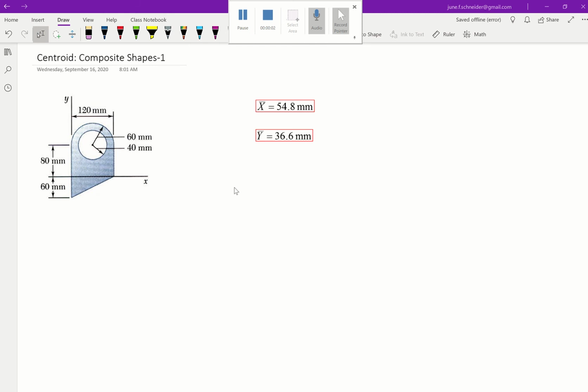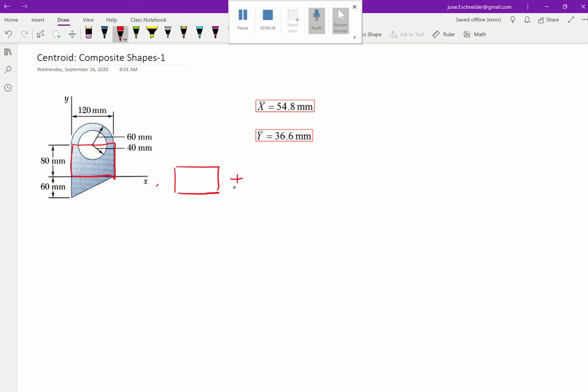Hi, in this video we're going to look at an example to solve for the centroid of this particular shape you see here. Looking at this shape, we can decompose it into some common shapes we know. For example, we can see there is a rectangle right here. So basically it's a rectangle.